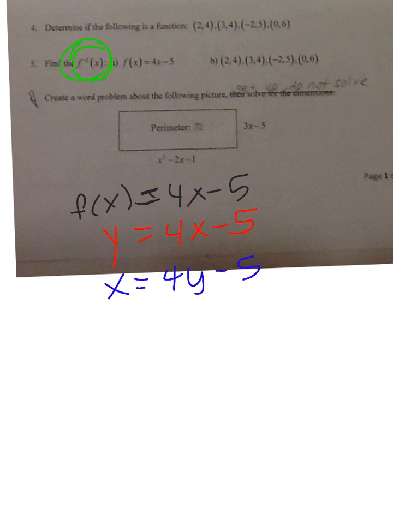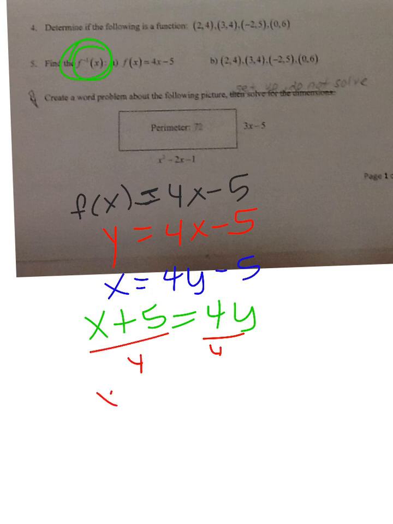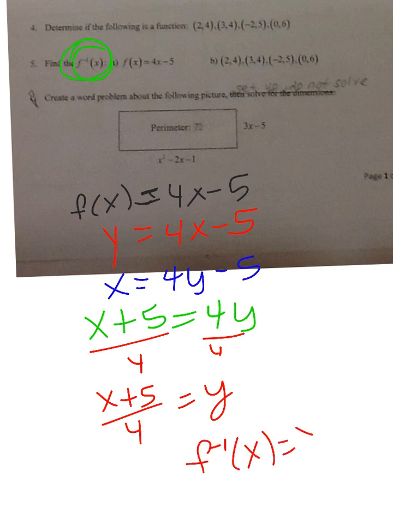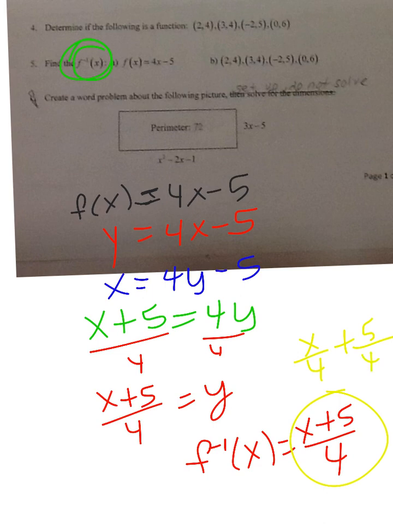Add 5 to both sides. x plus 5 equals 4y. Divide both sides by 4. I get x plus 5 over 4 equals y. That's your inverse. So you write it as inverse of f of x equals x plus 5 over 4. And just so you know, this can be written in other ways. You could also write it as x over 4 plus 5 over 4, or 1/4 x plus 5 over 4. Okay, so those are all the same answer.